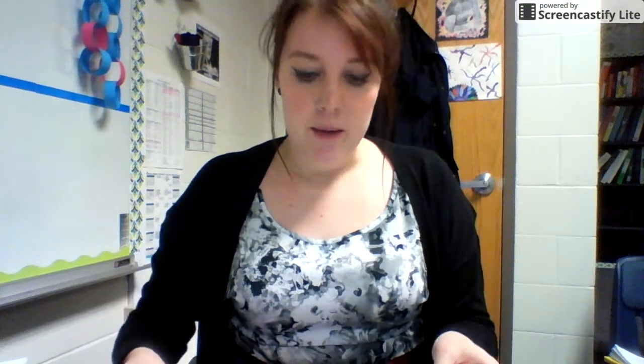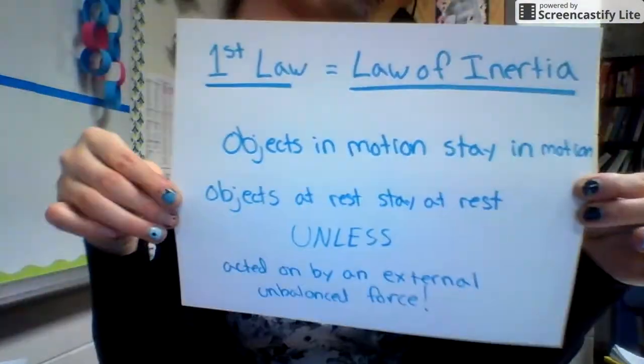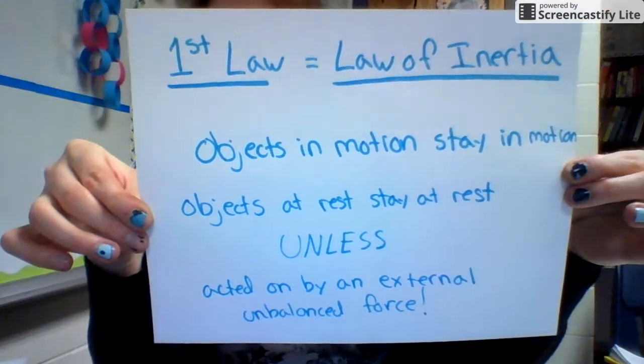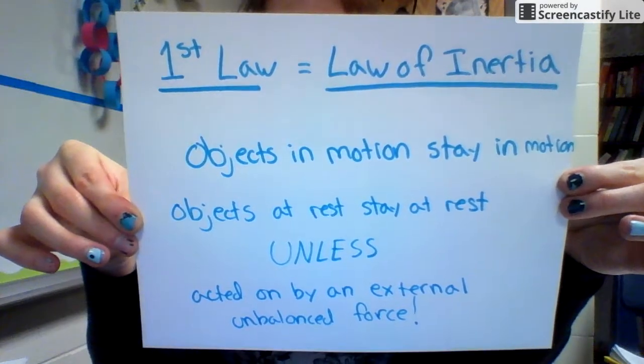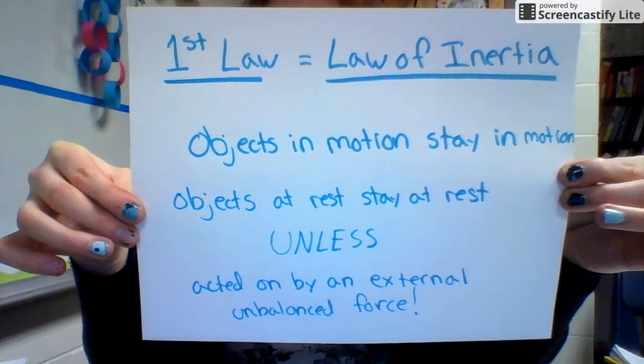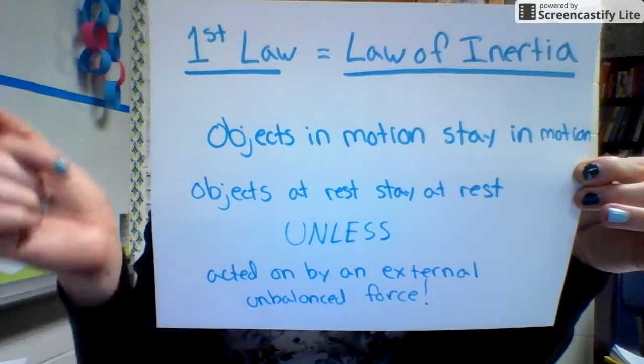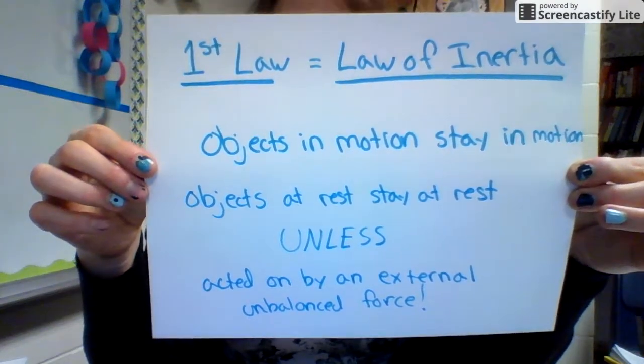So we're going to go over your Bellringer really quick, which was describing the three laws of motion. So the first law is the law of inertia, and the law of inertia tells us that objects in motion stay in motion, where objects at rest will stay at rest, unless they're acted on by an external unbalanced force.